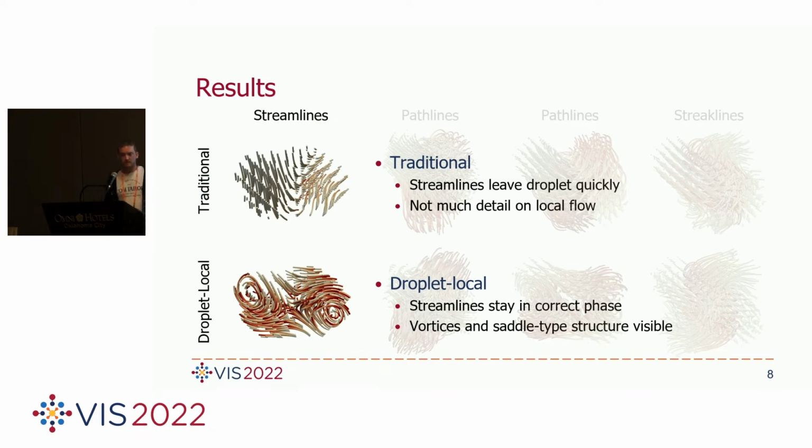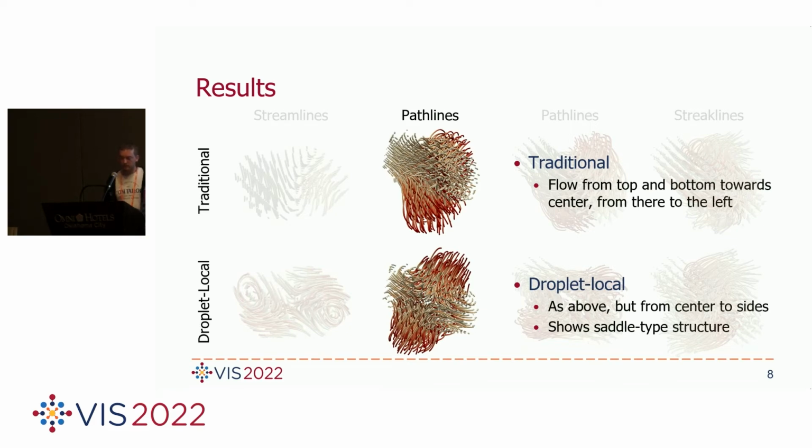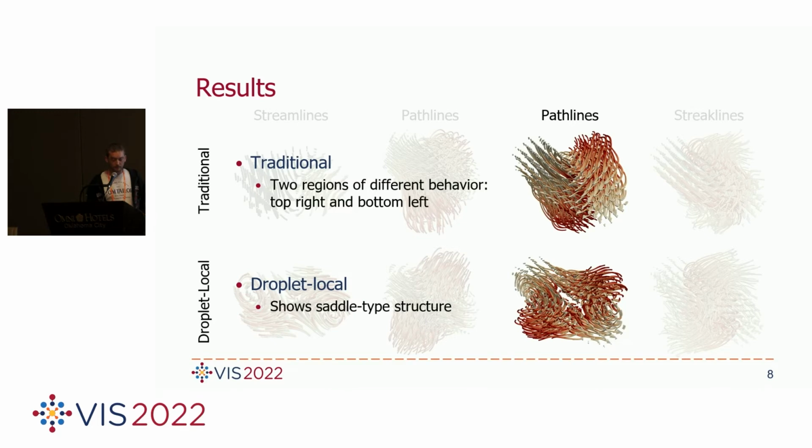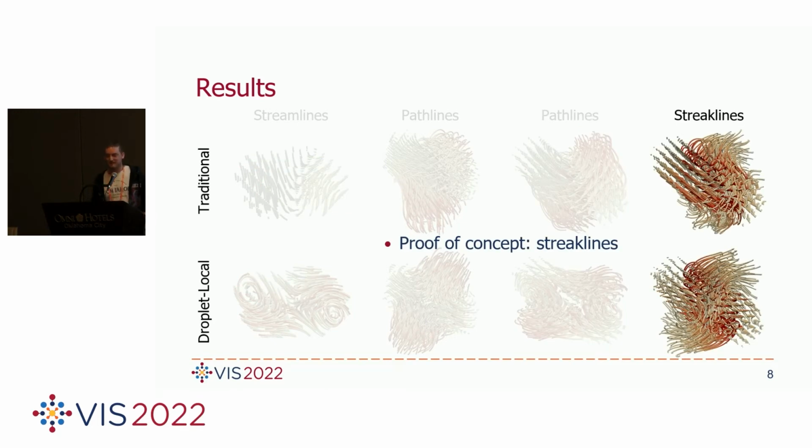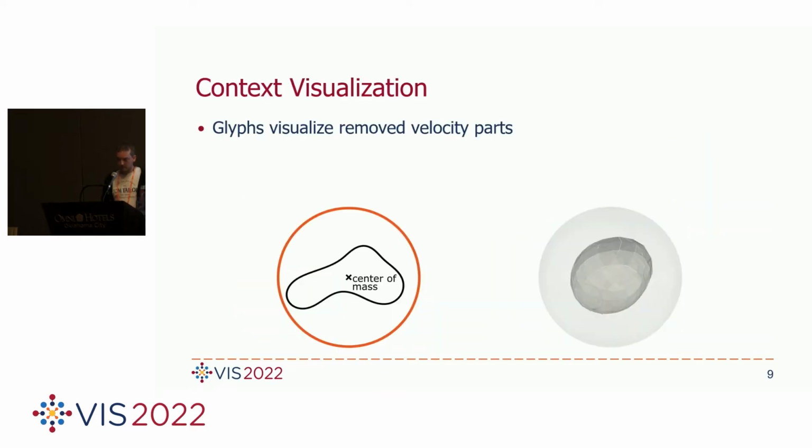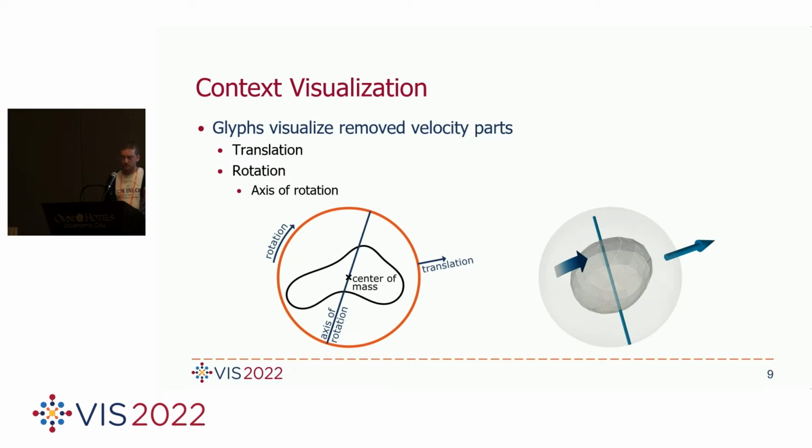So yes, then just to give you a small example, here we apply this to a few droplet sets. We have the traditional path lines and streamlines and the droplet local ones. For example, here you can much better see the internal flow behavior. In the first one, it's just moving away, and in the second one, you can see some vortex structures. We have similar findings for the path lines, and we can also do this for streak lines, but the example here is not that interesting, so I'll skip that. For the glyphs, we just add this information by adding arrows for translation and rotation, and also a rotation axis.